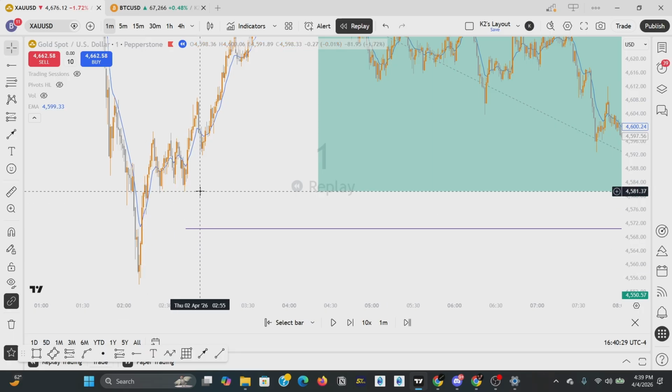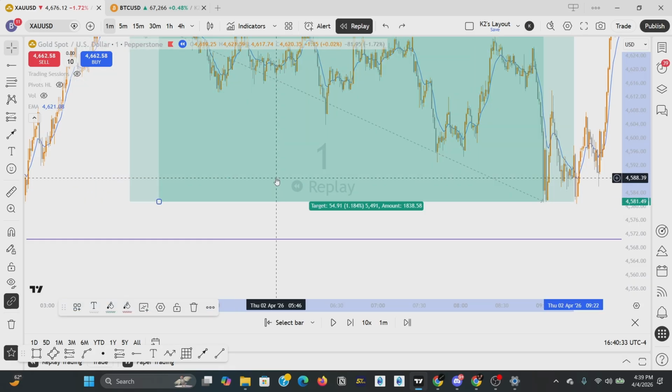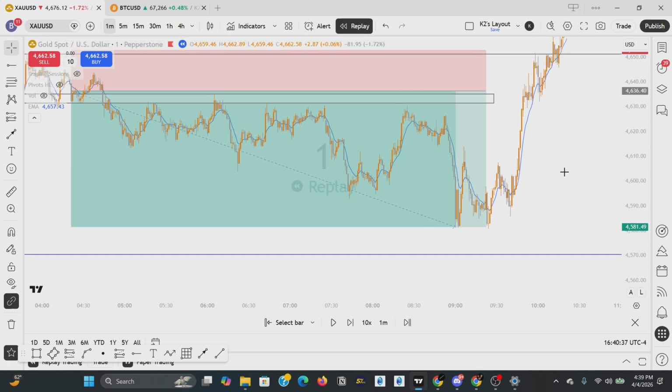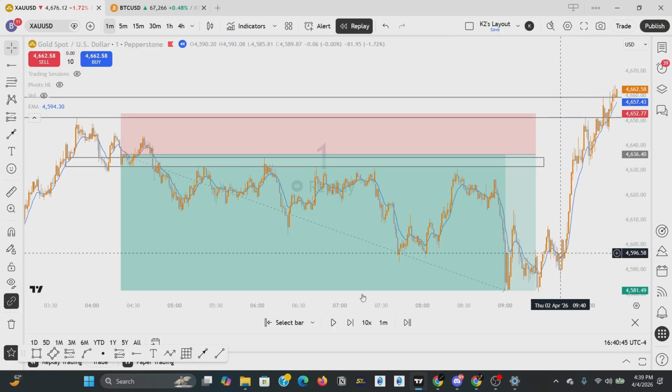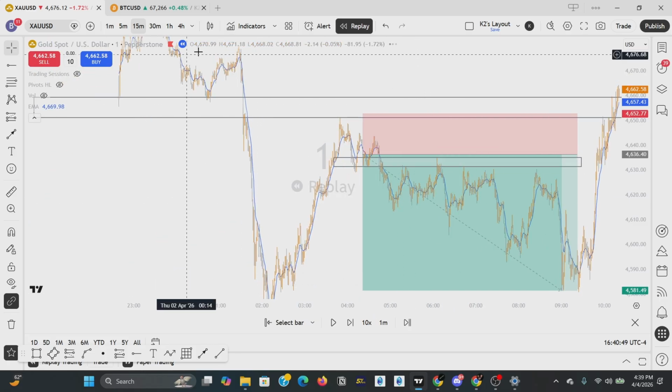I actually shrunk it to the wicks. And that's what I did. And it worked out for me. I won this trade right here. This was at 9 o'clock too. Well, around that time. That's when most of the volume comes in to make the candles move really fast. It's when the New York session opens at 8:30.